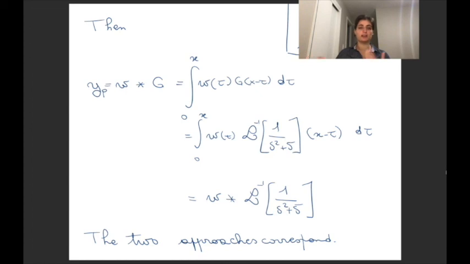And now we check it again, and we replace the Green's function by what we just computed: the inverse Laplace transform of 1 over s² + 5. So our particular solution is the integral from 0 to x of w computed at tau times the inverse Laplace transform of 1 over s² + 5 computed at x minus tau, d tau. And this is the same as saying that it's w convoluted with the inverse Laplace transform of 1 over s² + 5. So the two approaches correspond.